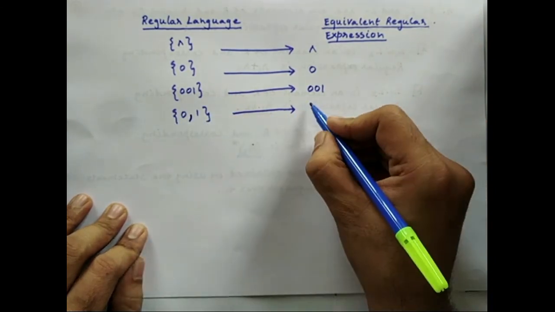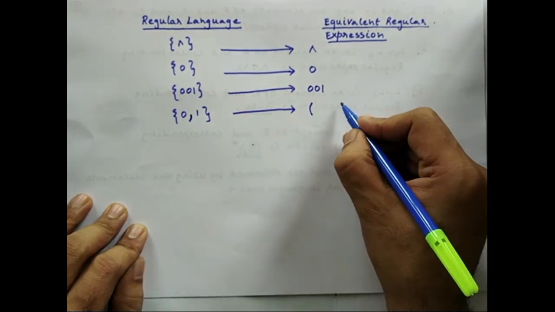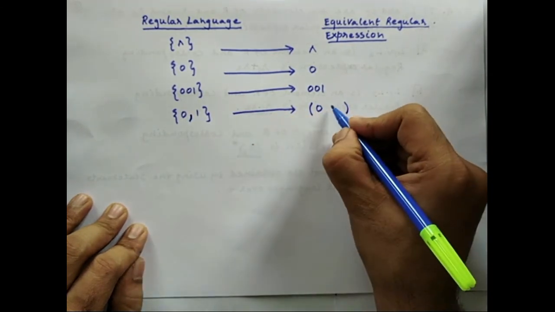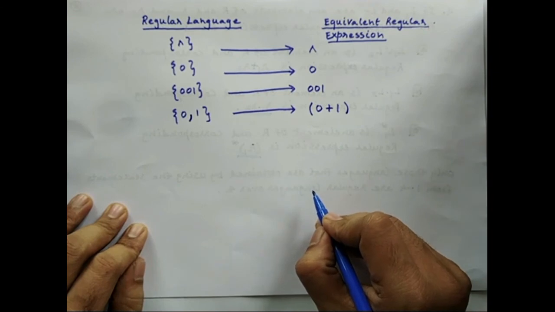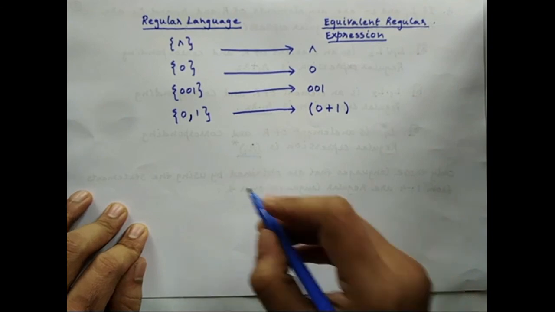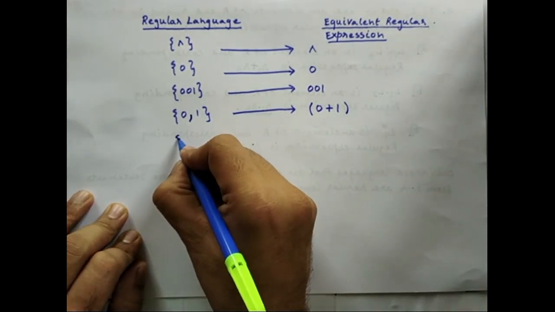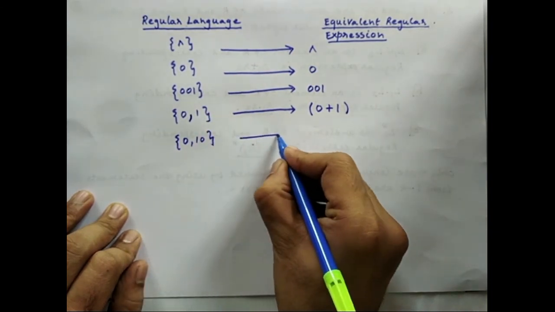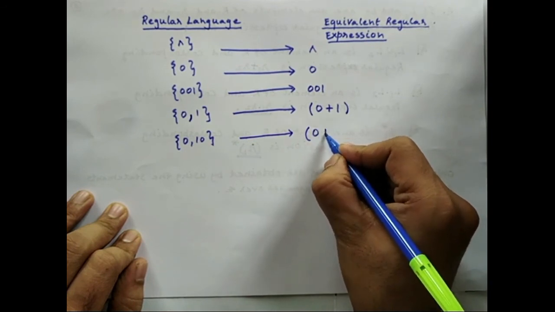First, the curly brackets will be replaced with parentheses, the comma will be replaced with plus, so we get (0 + 1). Okay, so let's continue. Suppose the regular language is {0, 10}. Then on the same lines, this can be written as (0 + 10).